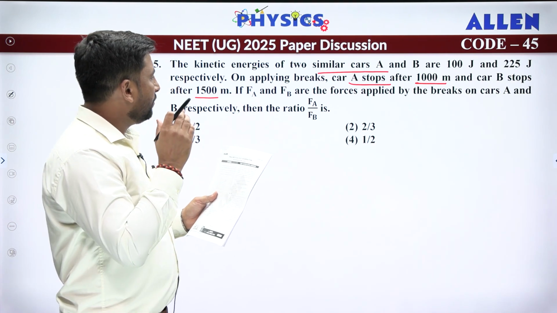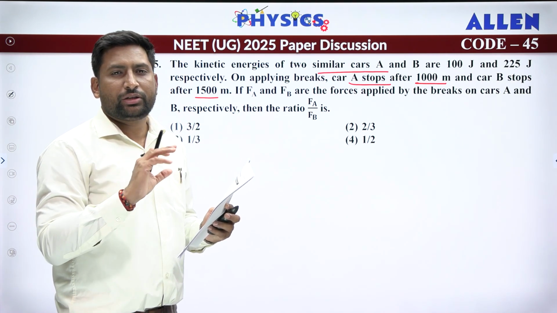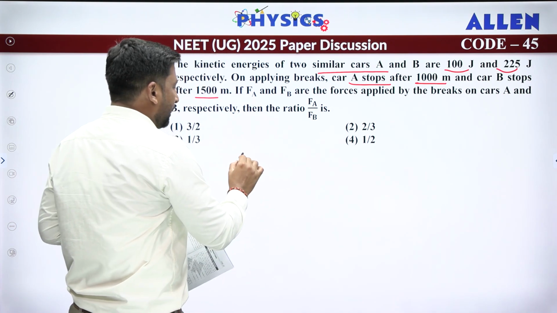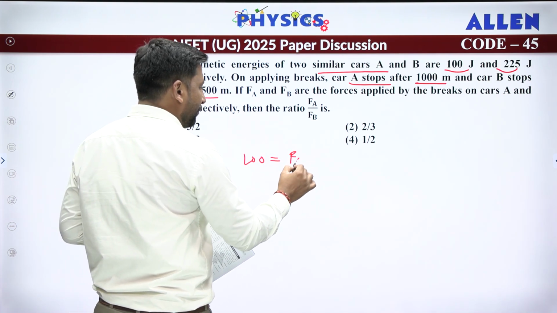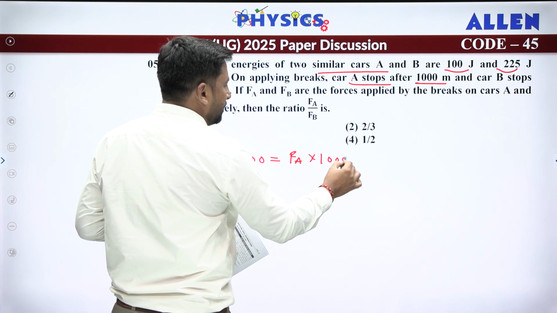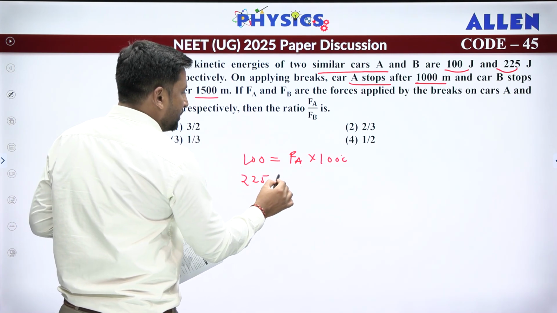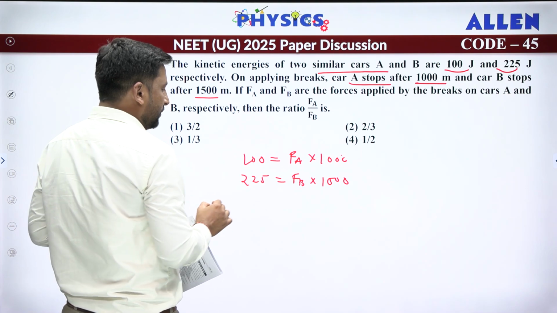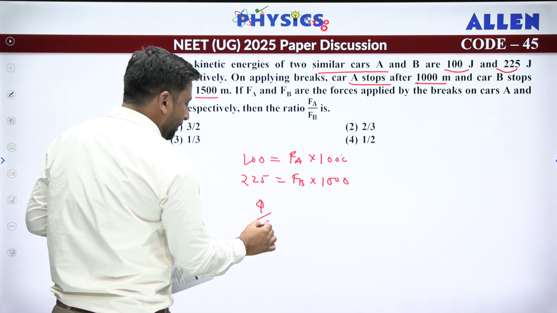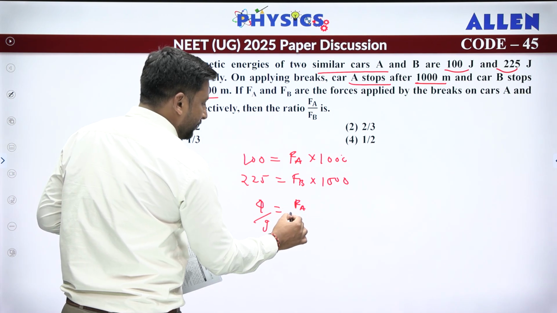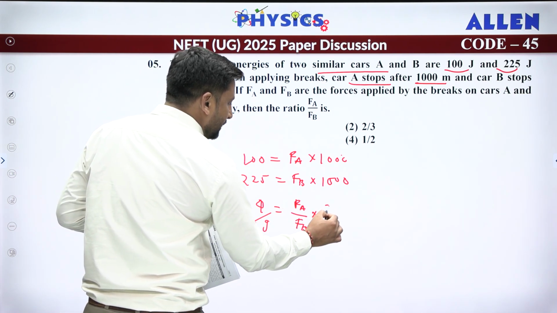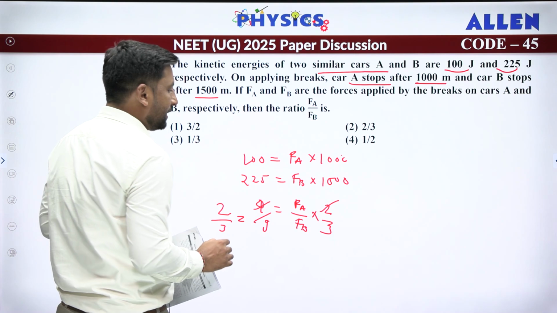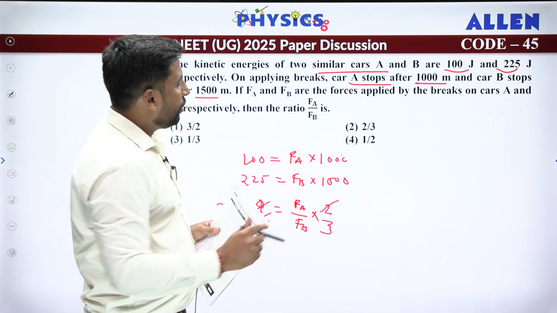We know that finally the brake will bring the bodies to rest, so their kinetic energy change will be 100 joule and 225 joule respectively. So we can say 100 joule is equal to FA into the displacement, which is 1000, and 225 is equal to FB into 1500 meter. That is, work done equals change in kinetic energy. If you take the ratio, you get 4 by 9 is equal to FA by FB into 2 by 3, right? So the 2 cancels here and the 3 here. So we can say FA by FB is 2 by 3. So option 2 is correct for it.